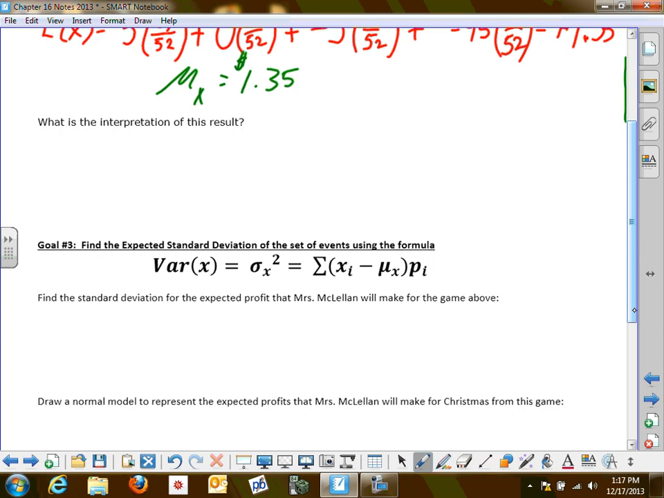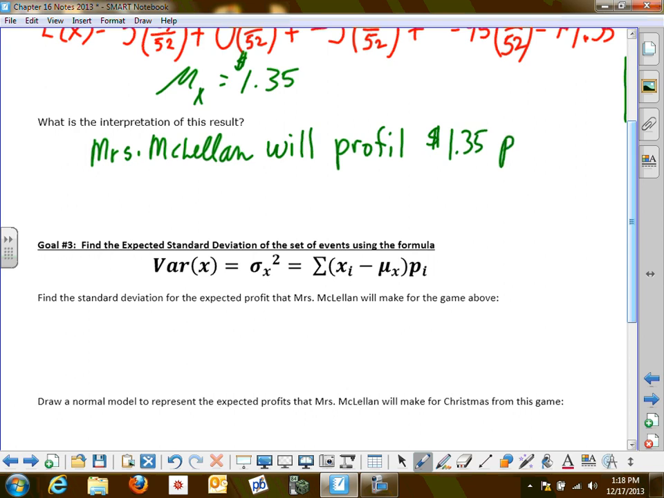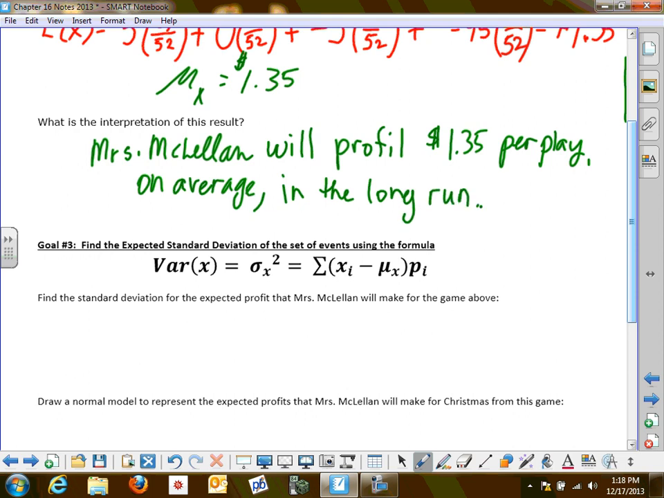All right. So the interpretation of this is that Ms. McClellan will get to buy her son Beats. No. Ms. McClellan will profit $1.35 per play. It's not all though. On average, okay, on average is crucial because $1.35 isn't a realistic option in the long run. Law of large numbers happening right there. In the long run, it'll settle down to that.